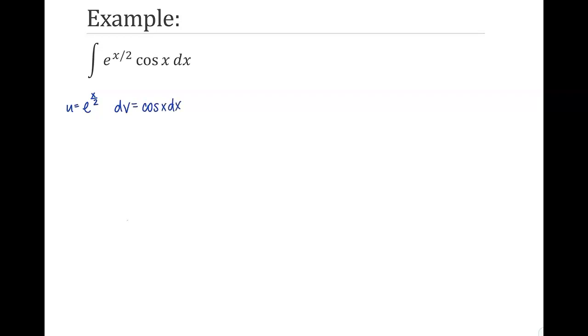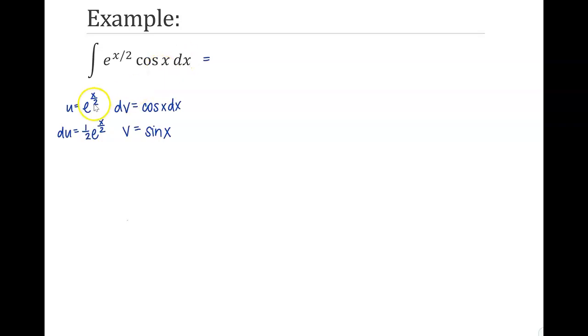And then I'm going to take the derivative. So du requires the chain rule, so we're going to have 1/2 e to the x over 2, and when I integrate cosine to get v, I'm going to get positive sine x. So let's write out our uv minus the integral of v du.